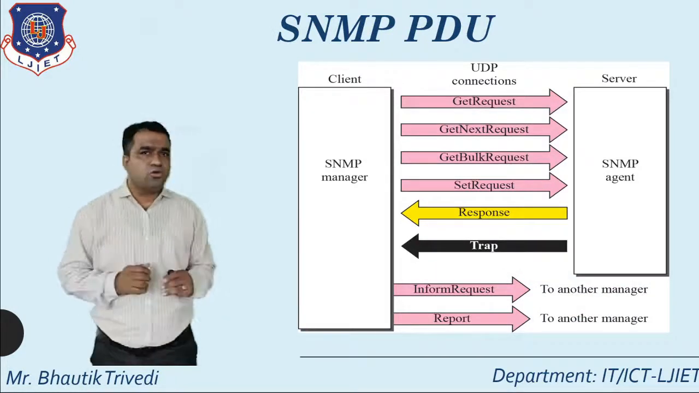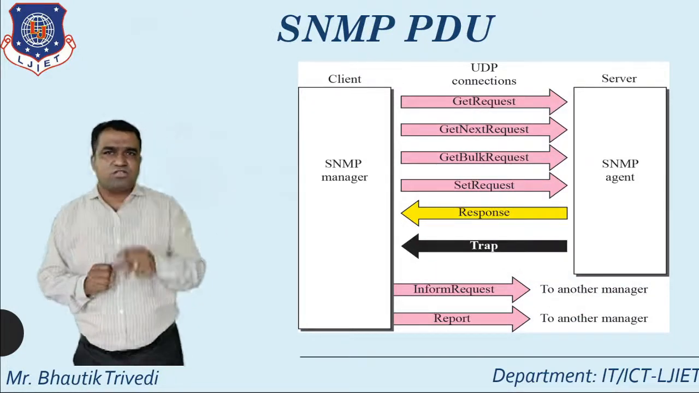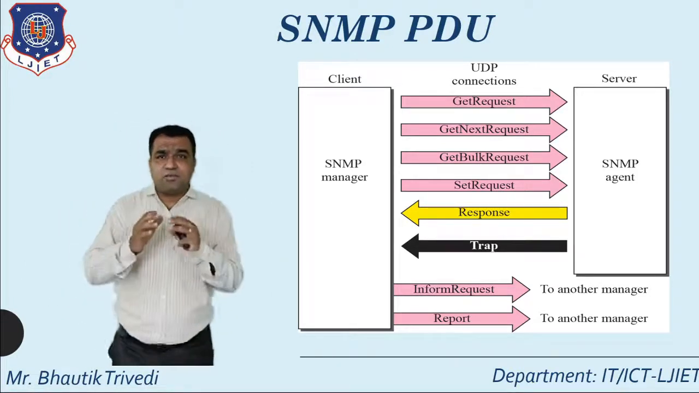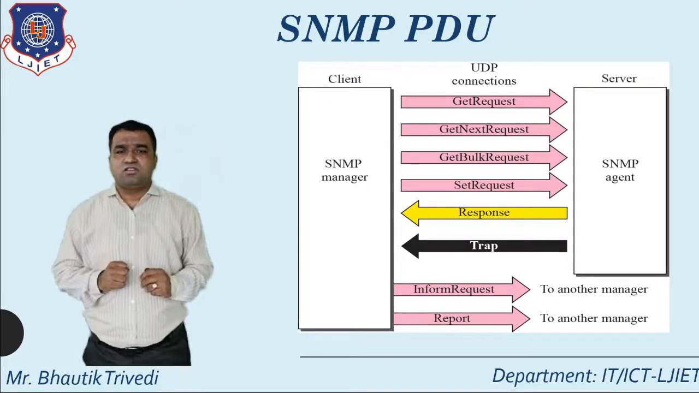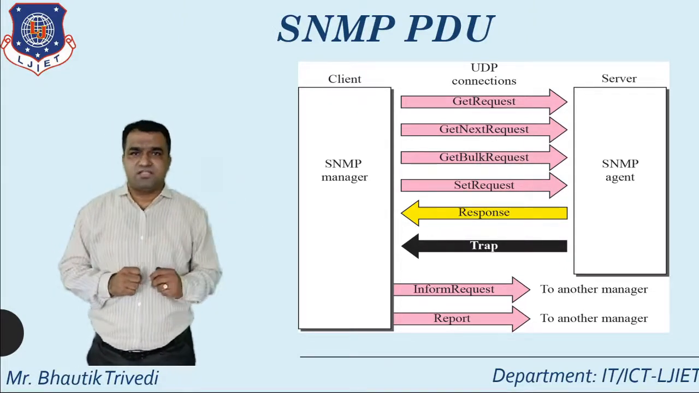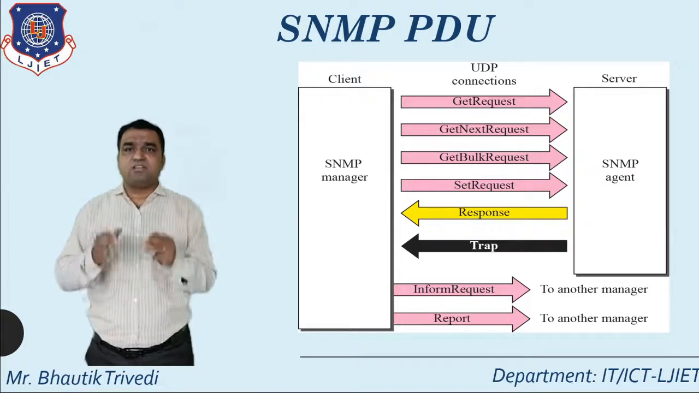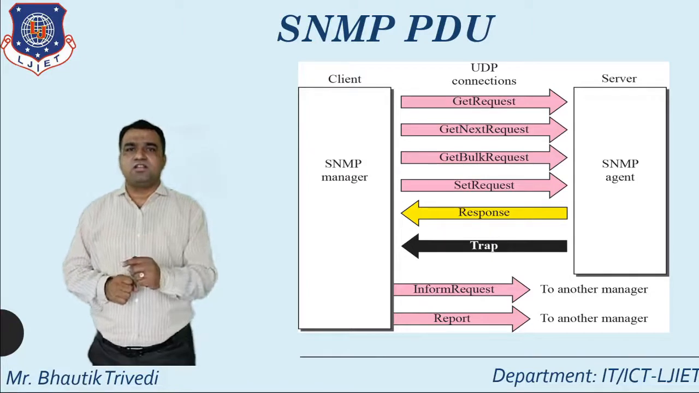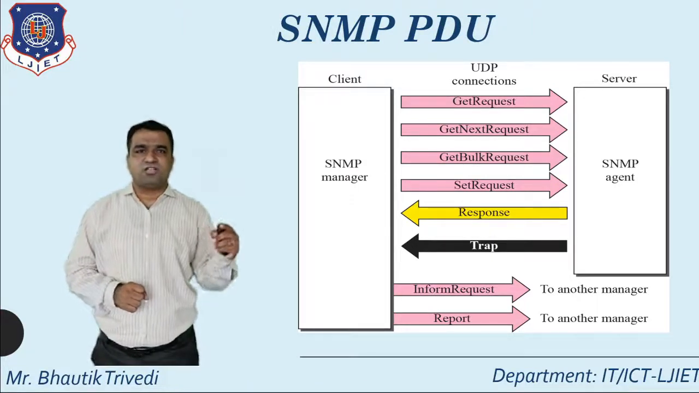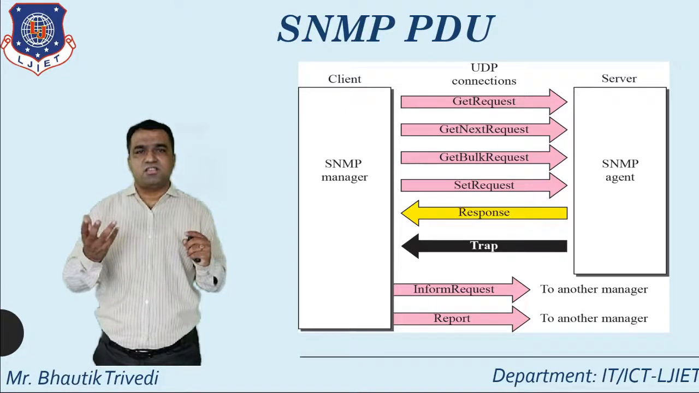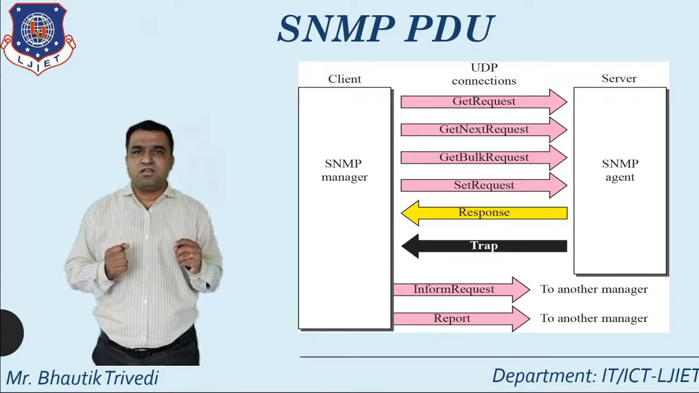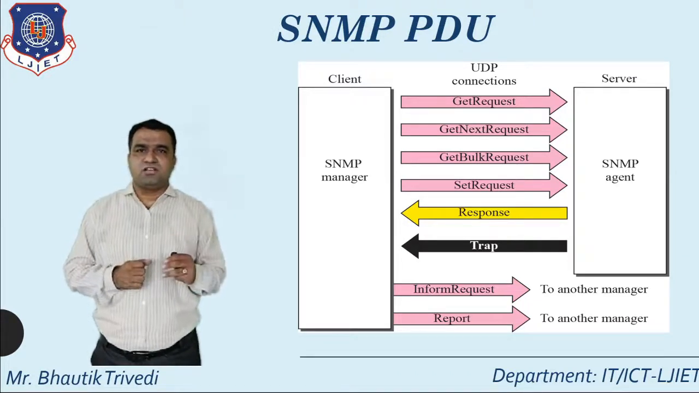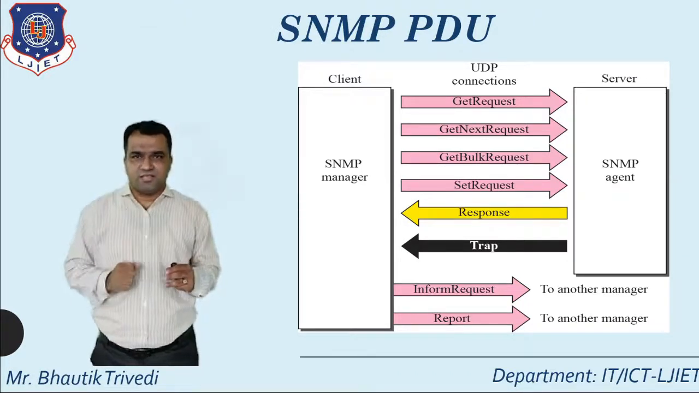In this SNMP PDU diagram, you can see one client and one server, and in between them there is communication. The communication is in the form of messages, but before that, between the client and server, you establish one connection. The name of the connection is UDP connection. I already discussed in a previous session on MIB how UDP packets are generated. Here the UDP connection supports different messages.